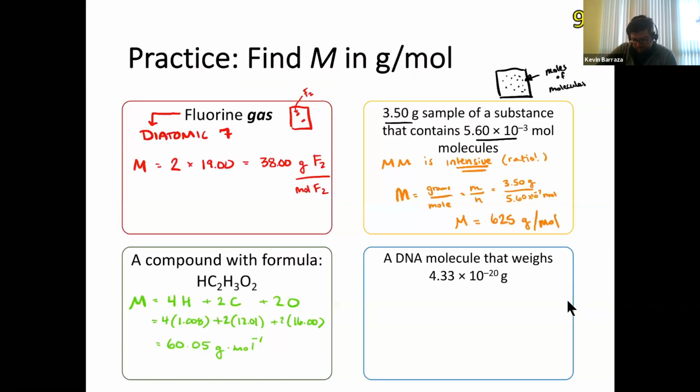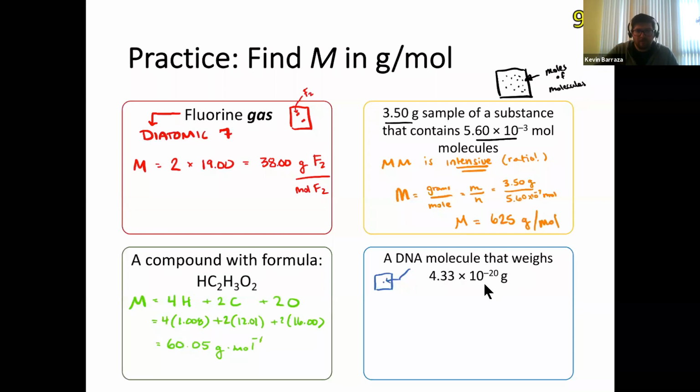So again, it's like we have a box, and inside this box, we have a single particle, a single DNA molecule, and it's very, very light, right? But what would be the molar mass? Well, this is one molecule. We want to scale it up to a mole of DNA.